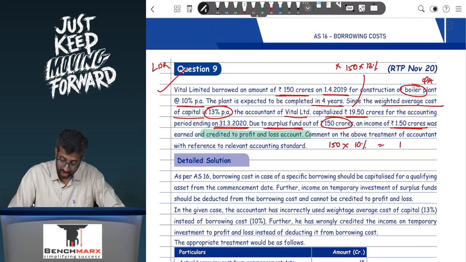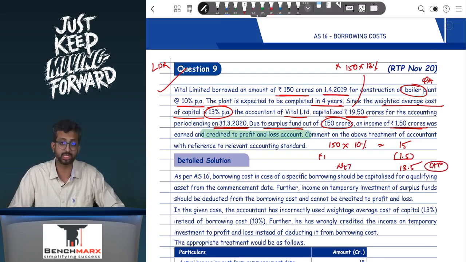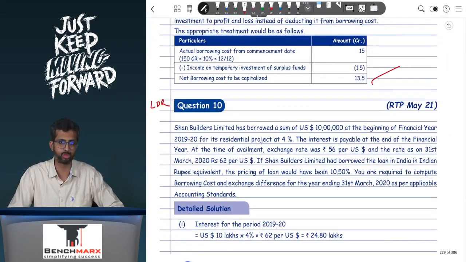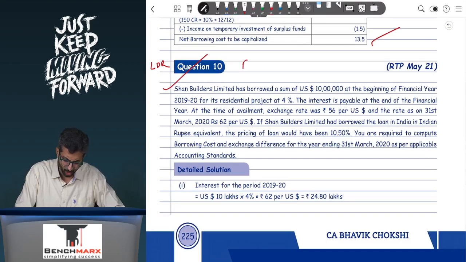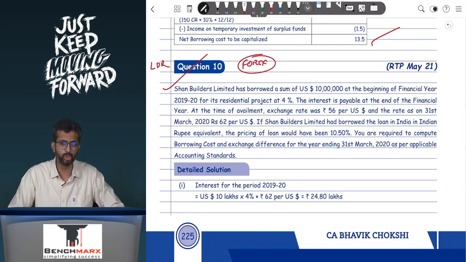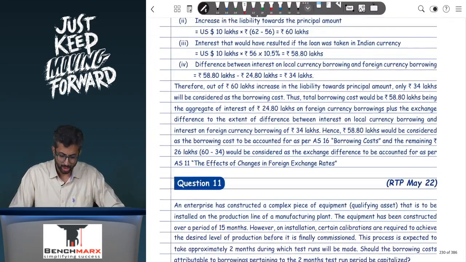This is the borrowing rate, that is 15 minus income on temporary investment of 1.5, and hence the net 13.5 should be capitalized because it is for a qualifying asset which is taking 4 years. So net 13.5 should be capitalized. Okay, next you go to question number 10. Now this is regarding that forex adjustment which we have not studied, and we will do this probably at the end. So let us keep that aside.